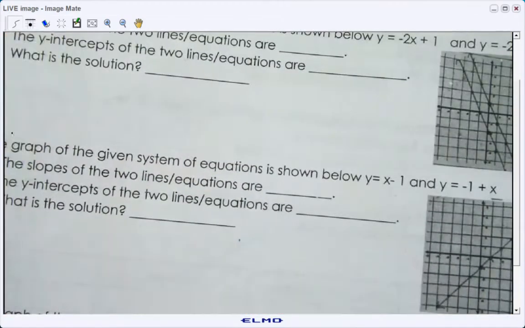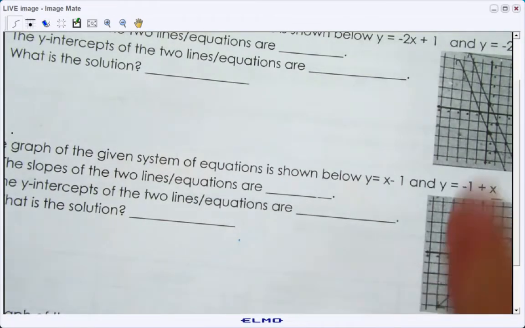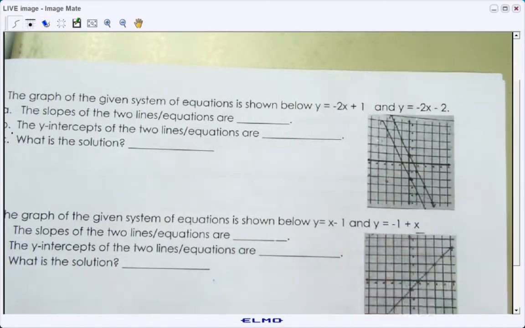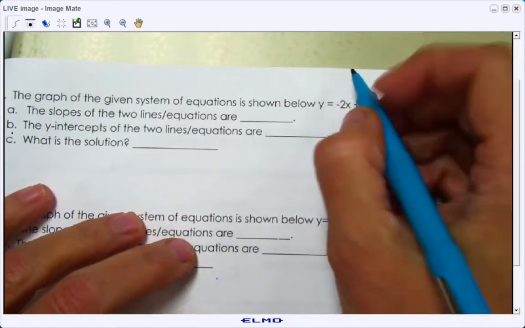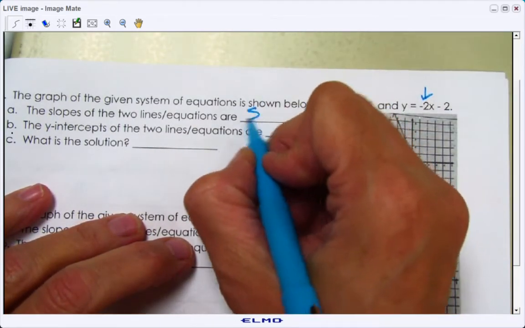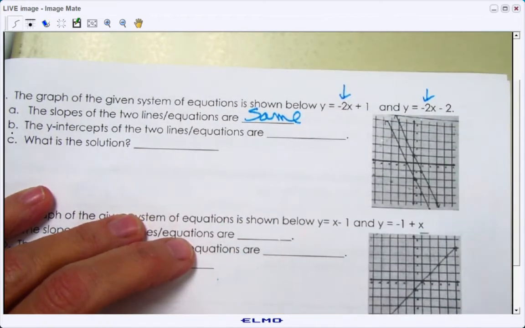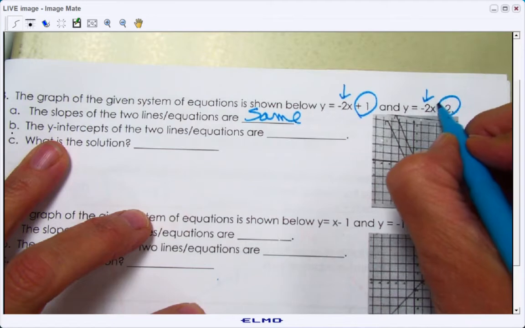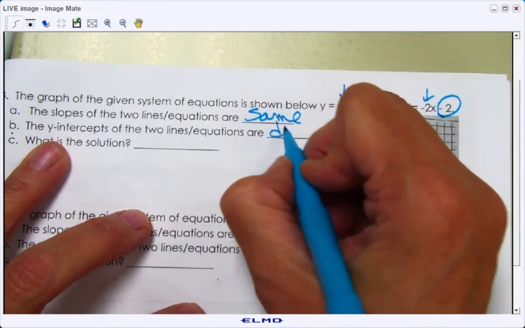This one says the graph of the systems is right here. Okay, let's look at the slopes. So we're going to look at the slopes real quick. Those slopes are the same. The y-intercepts, so we're going to look at this number right here. They are different.